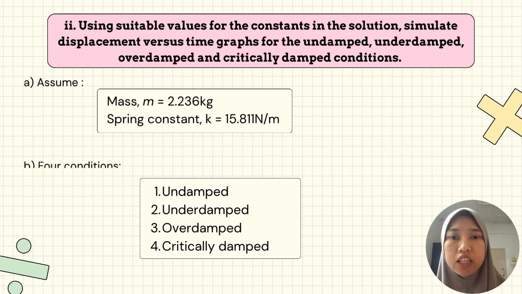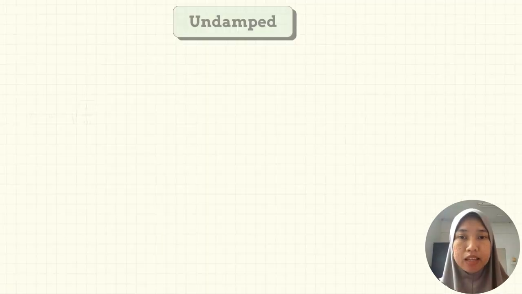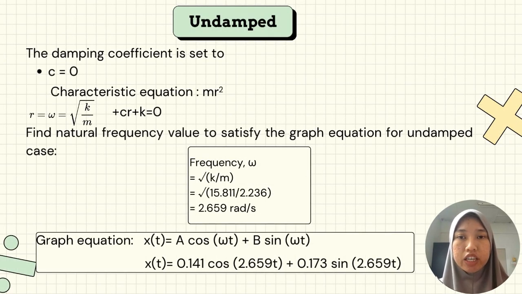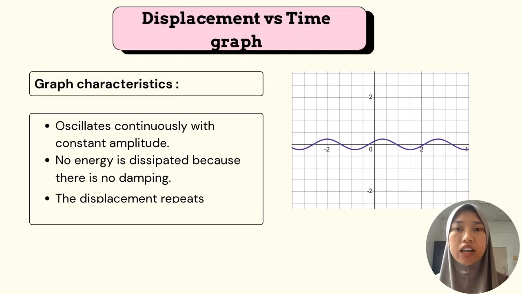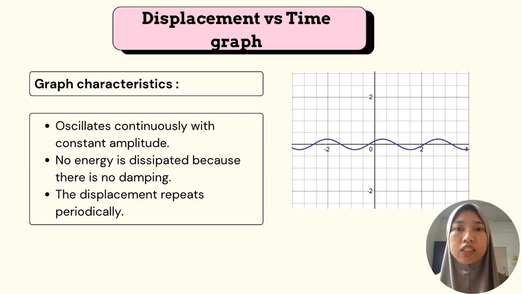Next, we assume the mass is 2.236 kg and the spring constant is 15.811 Newton per meter. There are 4 conditions: undamped, underdamped, overdamped, and critically damped. For the zero damping, our natural frequency gives us an omega value of 2.659 radians per second. Finally, we substitute this value into our main equation. This displacement versus time graph illustrates an undamped system. Without any damping to dissipate energy, the system repeats periodically, oscillating continuously with a constant amplitude.